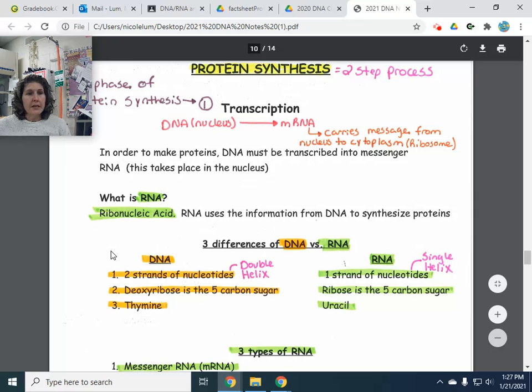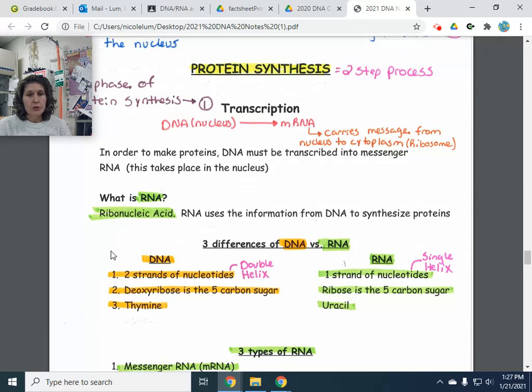So first off, DNA is big, it's double-stranded. So two strands of those nucleotides, a double helix. RNA is single-stranded, it's much smaller. That's the reason it can fit through the nuclear pores. That's the reason it starts out in the nucleus and works its way out to the cytoplasm, because it is so much smaller. Our sugars are different.